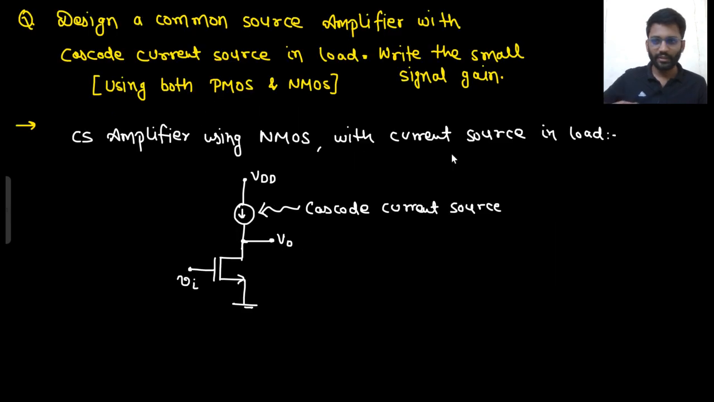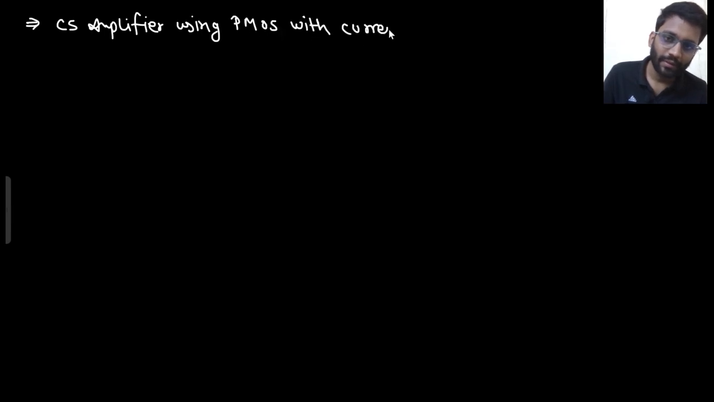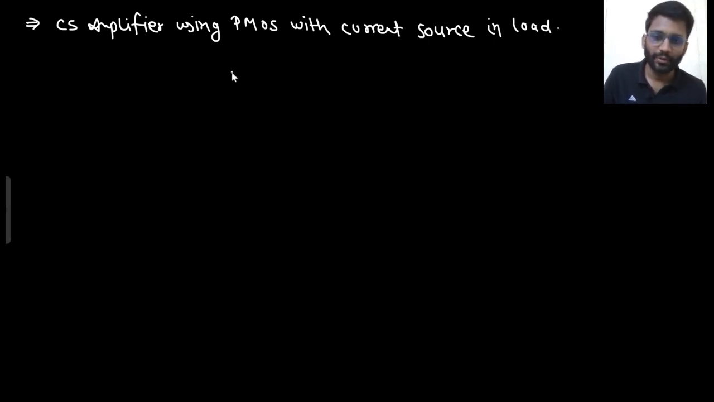So this we have made using NMOS. Now we have to make it using PMOS. Current source should be in the load. So what are we going to make now? Common source amplifier using PMOS with current source in load. So there should be a common source amplifier.